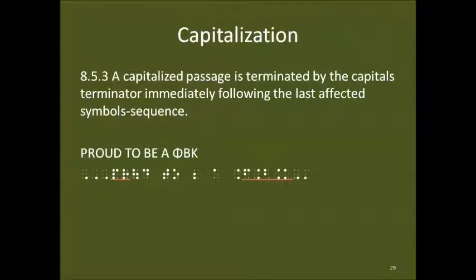A capitalized passage is terminated by the capital terminator immediately following the last affected symbol sequence. So that's the rule, and the application is we have our capital passage indicator there, dots 6-6-6. Proud to be a, I think it's a Phi Beta Kappa. And so again, we have to individually modify each of those Greek letters as being Greek letters, so dots 4-6, and then F, or what looks like an F, and it's actually the Greek letter Phi. And then we have the Greek modifier, dots 4-6, and then B, beta, and then we have dots 4-6, kappa. Then we have to terminate our capitals passage.